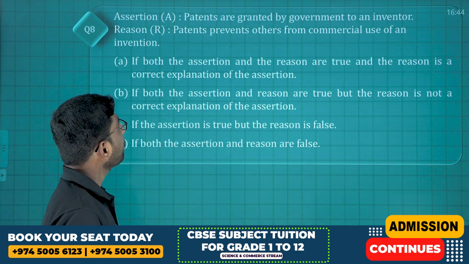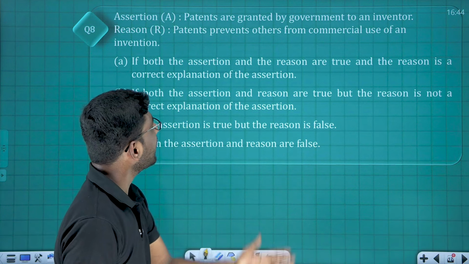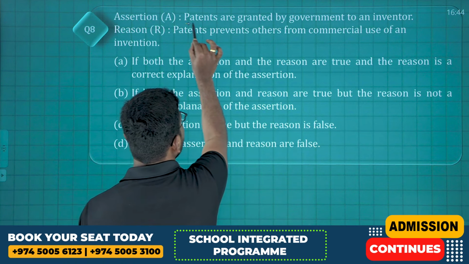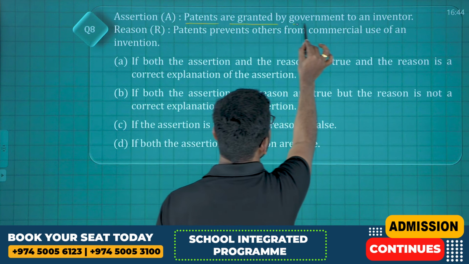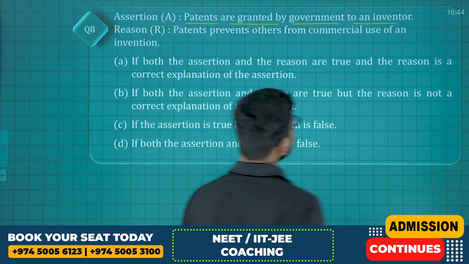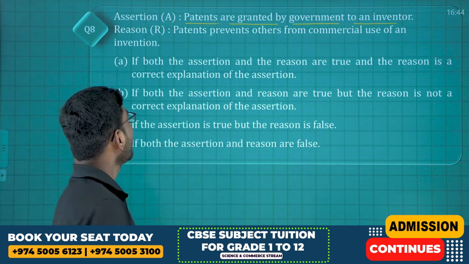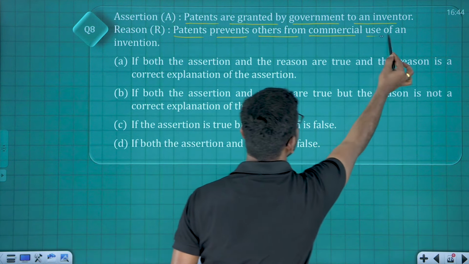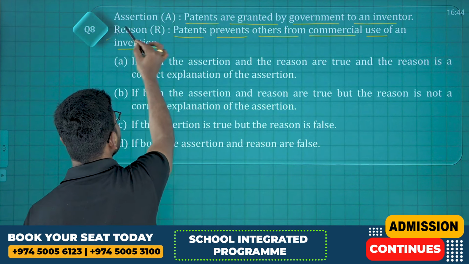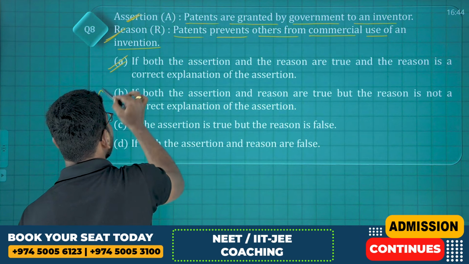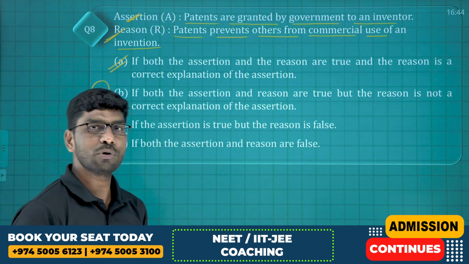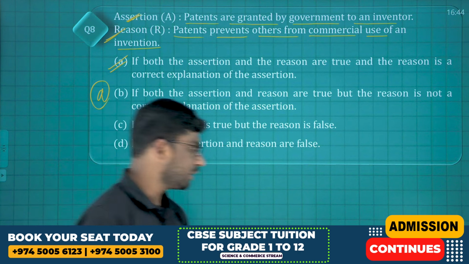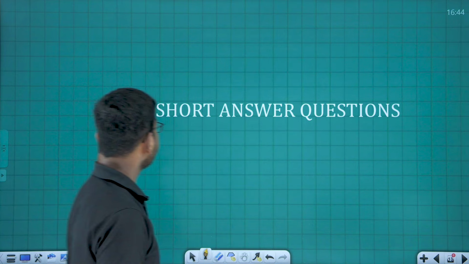Next question. Patents are granted by government to an inventor. Correct? Next, patents prevent others from commercial use of an invention. Absolutely, both statements are correct, and this is the correct explanation. I'm going with A. Clear, students? Come to the next question.